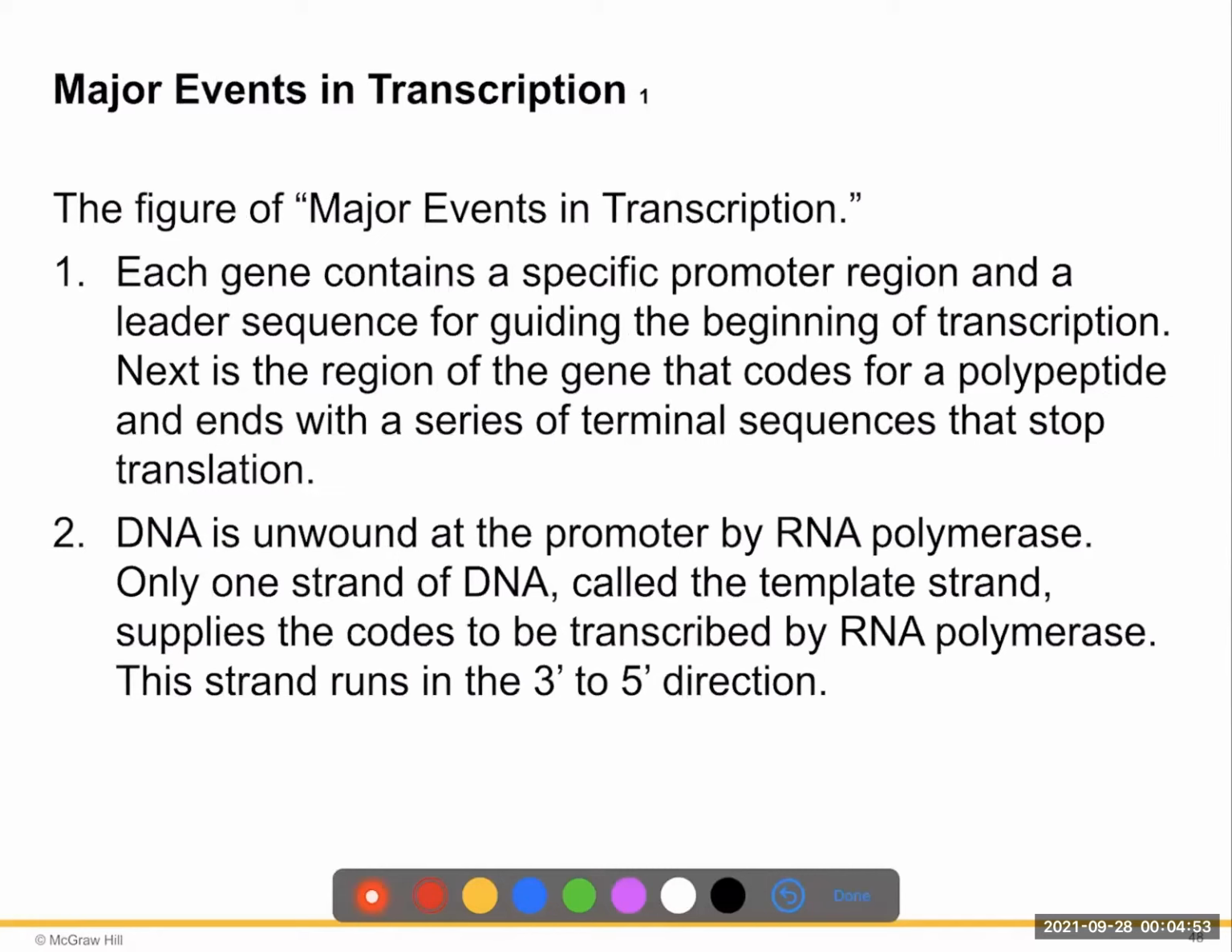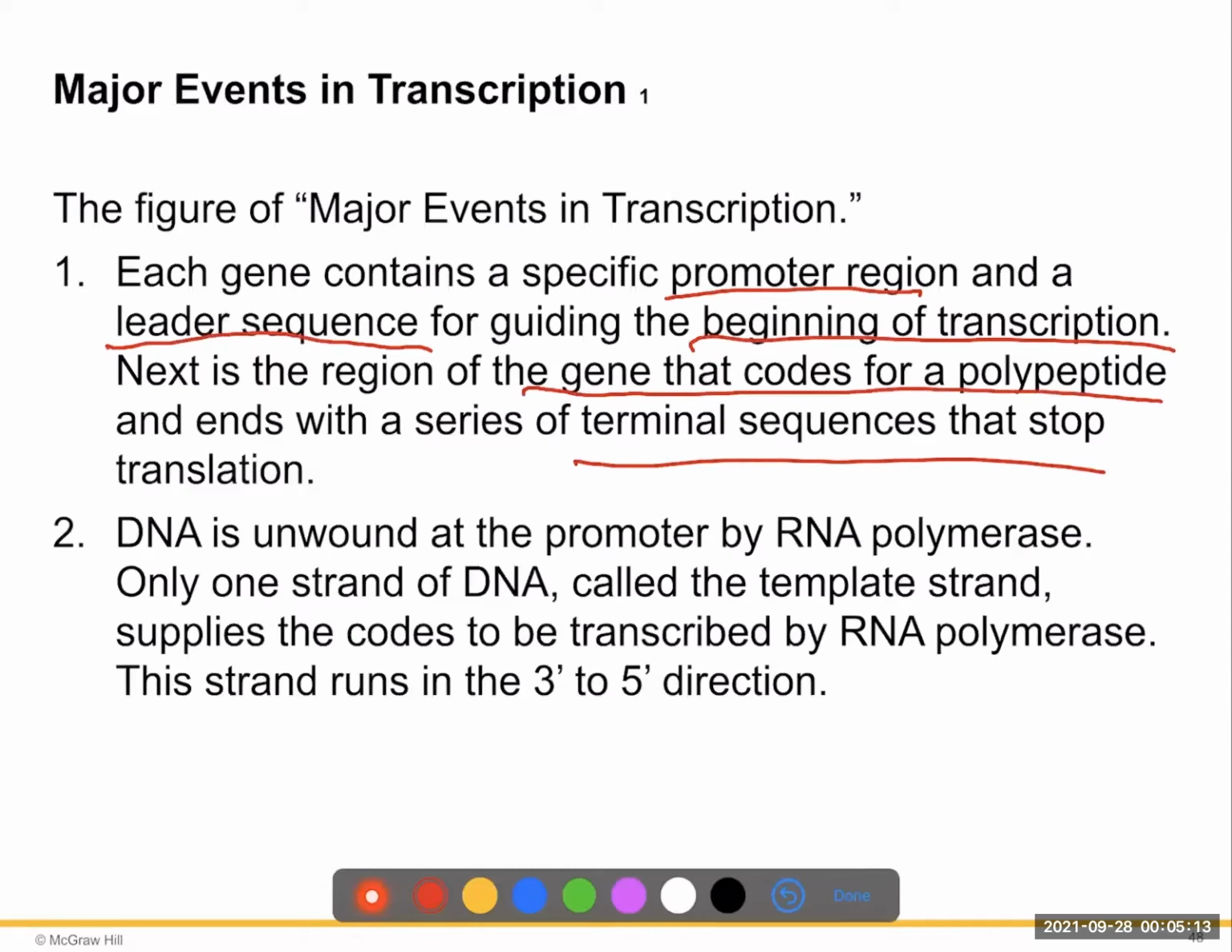All right, so each gene contains a specific promoter region, and a leader sequence to get it started. This guides the beginning of your transcription, how you take your DNA to your RNA. Then you have your gene that codes for the polypeptide chain, which has terminal sequences that stop your translation.